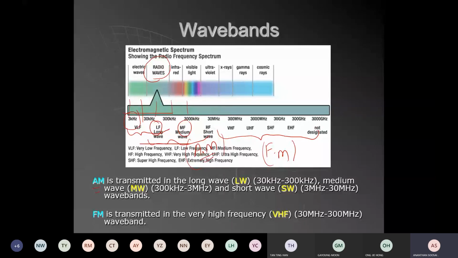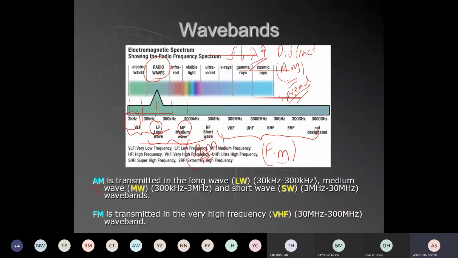There is a reason why. AM is purposely given short frequency. If the frequency is short compared to FM, the wavelength will be big compared to FM. So the AM signal really can spread, really can diffract, because the wavelength is big. So AM signal is really good in spreading. So better coverage. AM signal has better coverage because it really can spread.